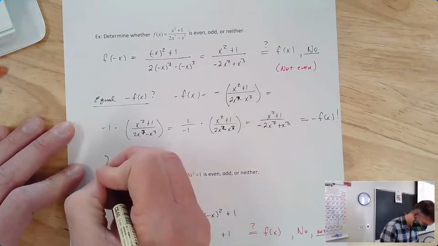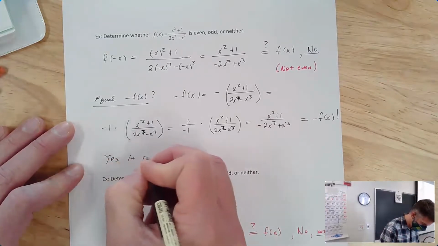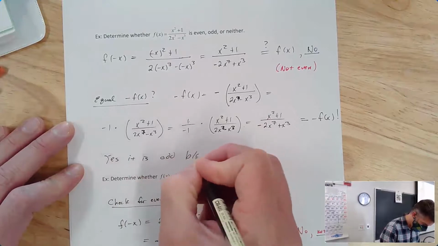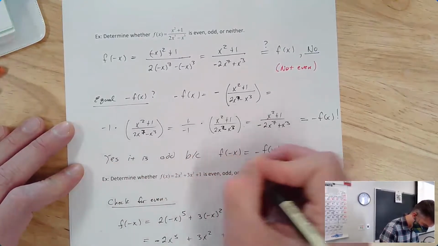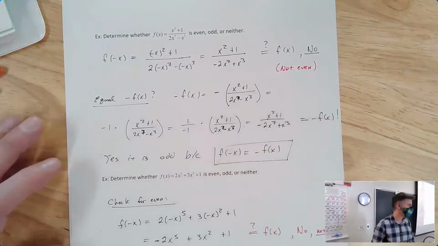So yes, it is odd because f of negative x equals negative f of x. That's how you do that one.